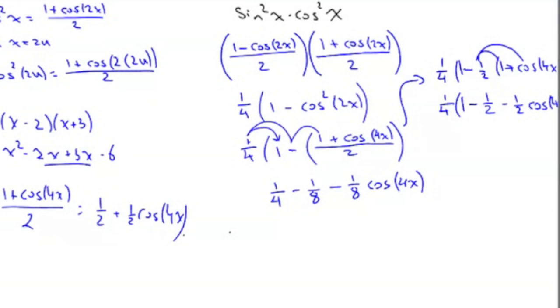Combine these two, it becomes one minus a half times a quarter, which is an eighth. Then this is negative 1/8 cosine of 4x. Can you make that into 1 minus cosine 4x over 8? Yes. Make sure that's what I had. So that's power reduction.